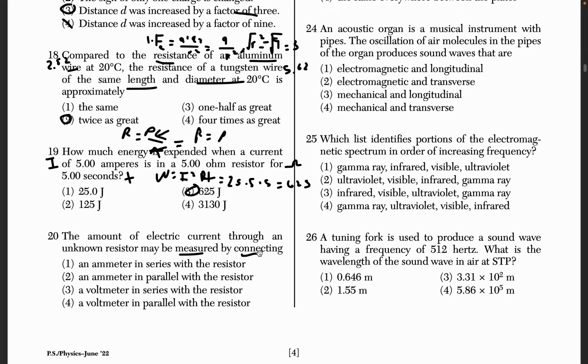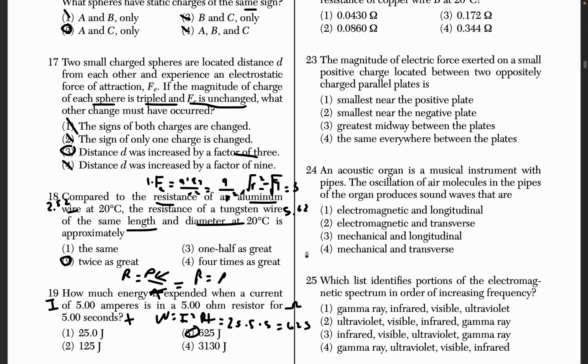The amount of electric current through an unknown resistor may be measured by connecting. So this question is asking, how do we measure current through a resistor, right? That means that a voltmeter is incorrect because that measures voltage. And then what's the difference between in series and parallel? Well, in series will give you a better measurement because it will measure the total current flowing through the circuit, while in parallel we won't have as accurate a measure because there will be many resistors in the circuit. So we will have the best measurement here in A.